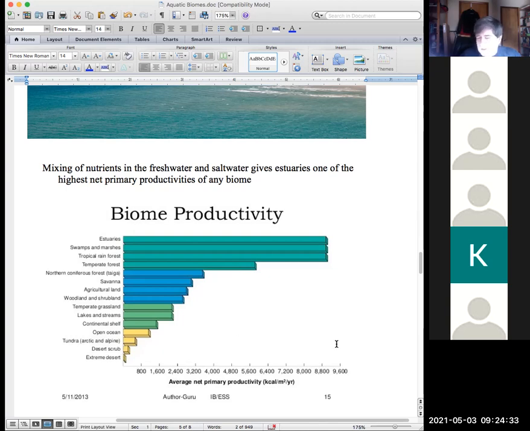A lot of organisms rely on these areas for food because of the nutrients mixing. There are usually a lot of small invertebrates in these areas. And where you have a lot of small invertebrates in the water, you have a lot of small fish. And so this provides food for birds and bigger fish to eat.